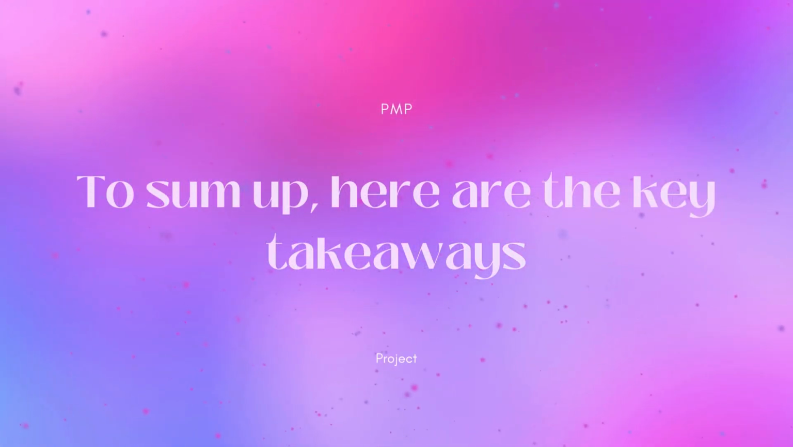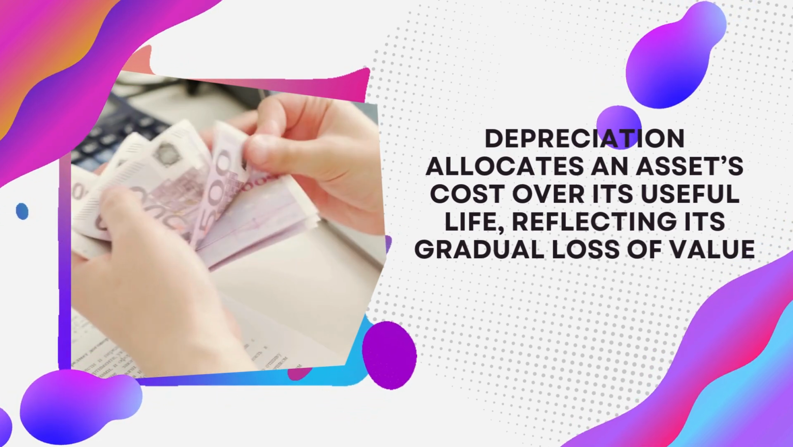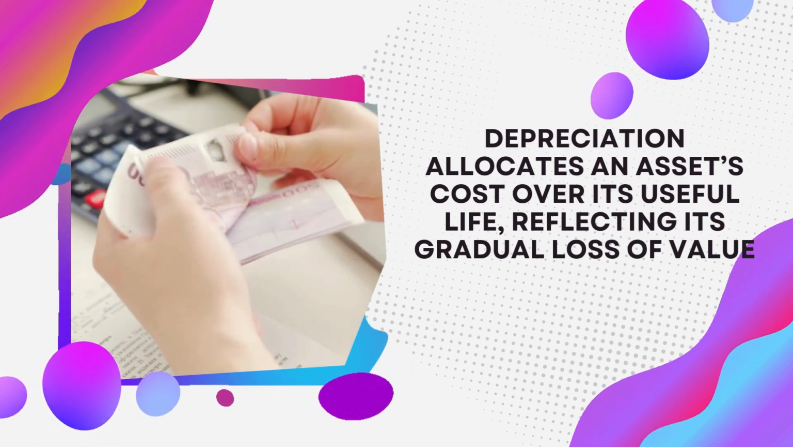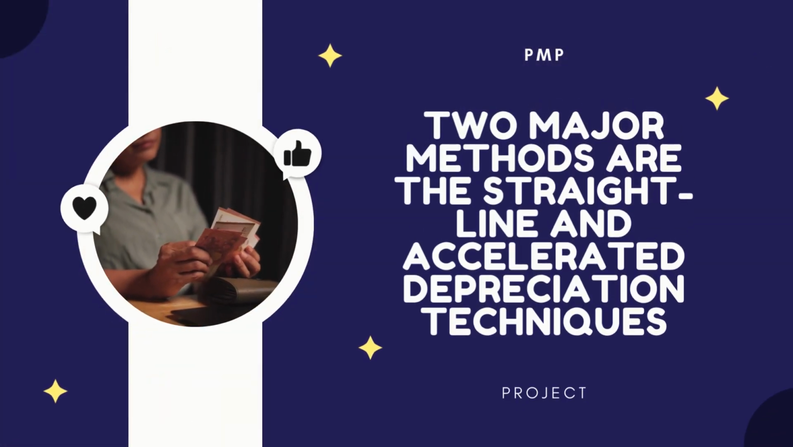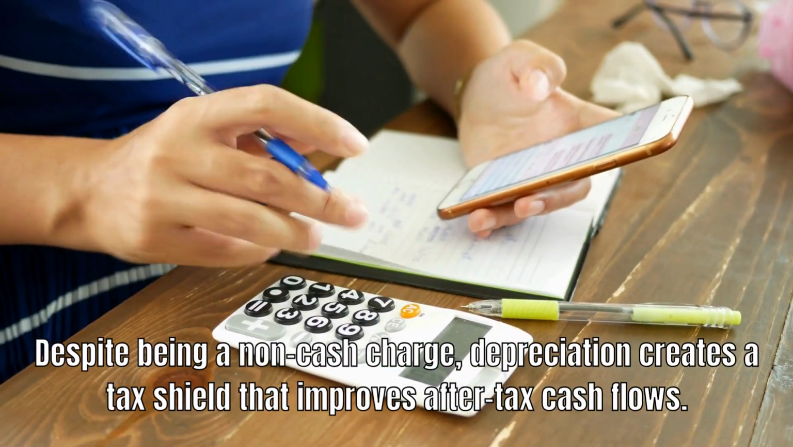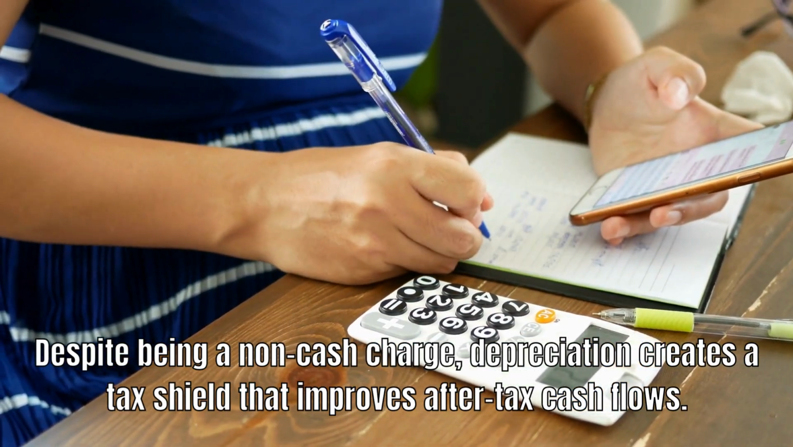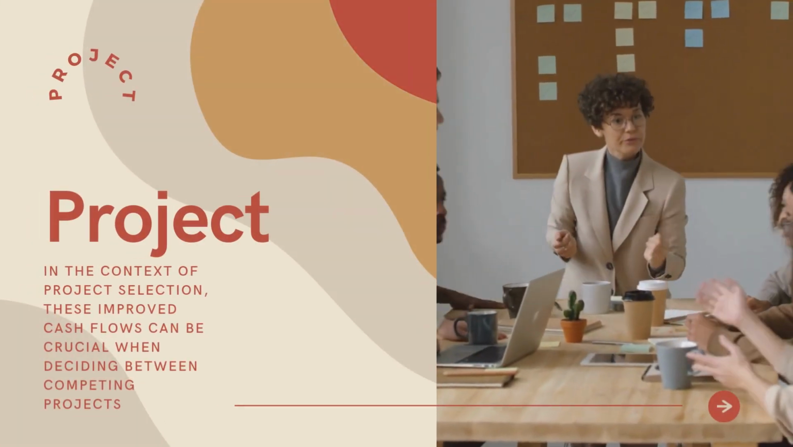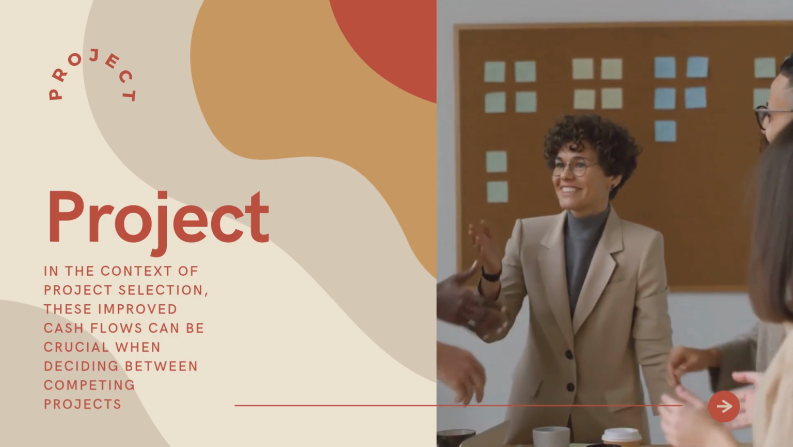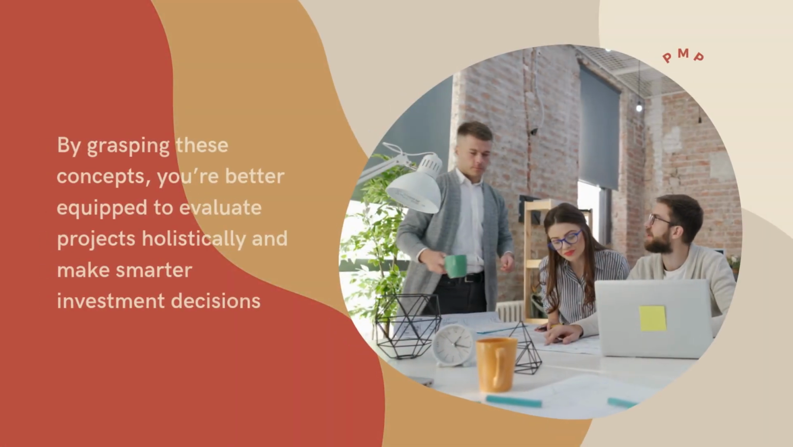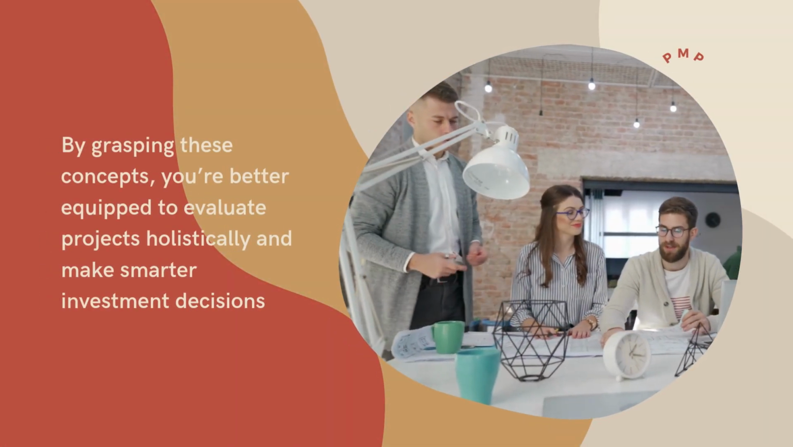To sum up, here are the key takeaways. Depreciation allocates an asset's cost over its useful life, reflecting its gradual loss of value. Two major methods are the straight line and accelerated depreciation techniques. Despite being a non-cash charge, depreciation creates a tax shield that improves after-tax cash flows. In the context of project selection, these improved cash flows can be crucial when deciding between competing projects. By grasping these concepts, you're better equipped to evaluate projects holistically and make smarter investment decisions.